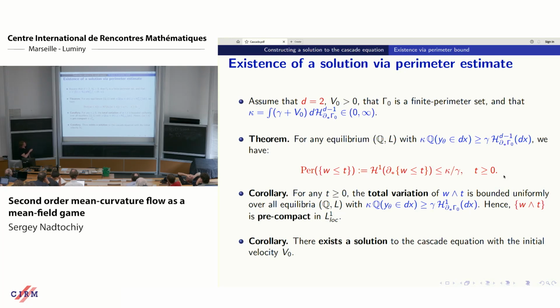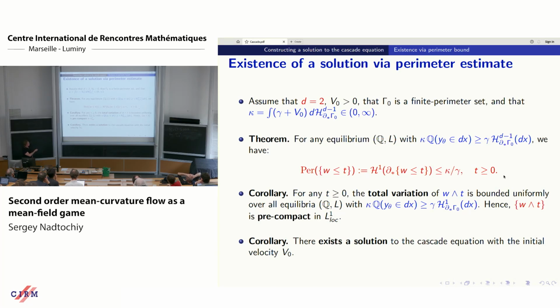So let's assume that d equals 2, v0 is strictly positive, and gamma 0 is a finite perimeter set. So this normalizing constant kappa was introduced before. So here's the theorem. It turns out that for any equilibrium, you can put a bound on the perimeter of its sublevel set that is uniform in time and uniform over all equilibria, and only depends on these two constants, kappa and gamma. And that's really the main result of this work.